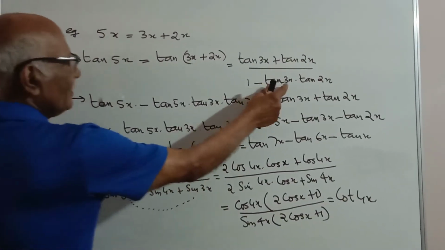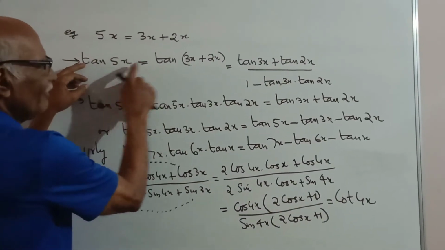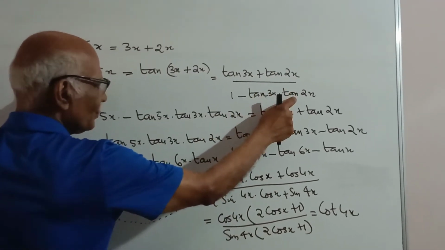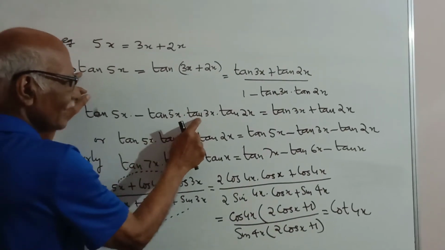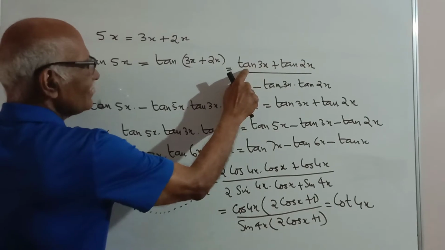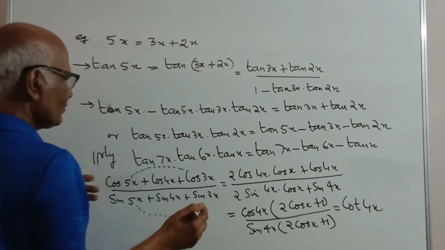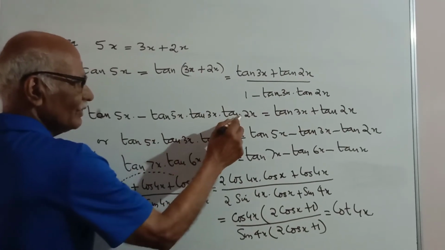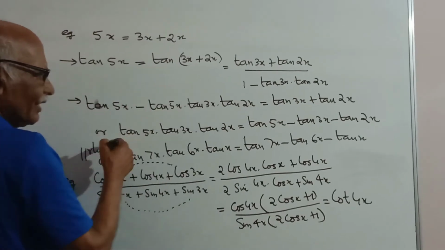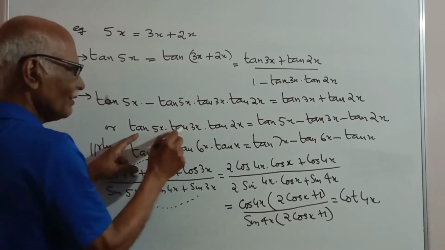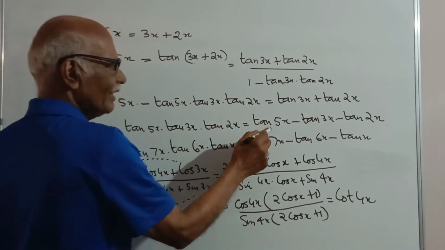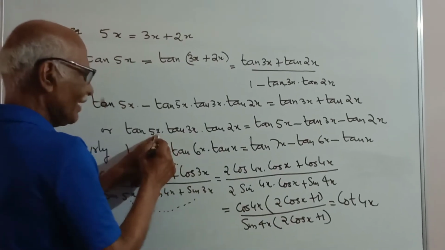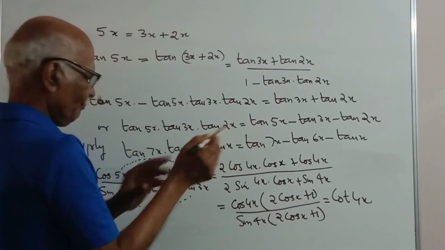Now you can cross multiply. This value will come over here. So tan 5x into 1 is tan 5x. Then tan 5x into minus tan 3x into tan 2x is minus tan 5x tan 3x tan 2x. On the right side, it is tan 3x plus tan 2x. So we can take this to the right side, tan 5x into tan 3x into tan 2x, and these values will come over here. So net effect is tan 5x into tan 3x into tan 2x is tan 5x minus tan 3x minus tan 2x. So understand the 5x, 3x, 2x combination.